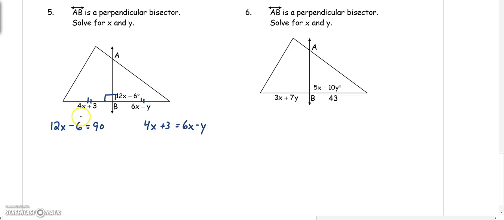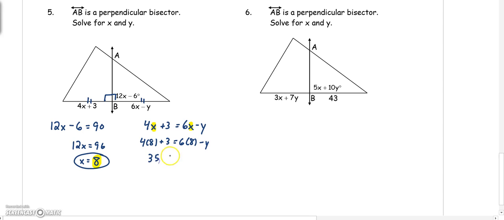Now, this equation with the 12x has one variable, so we're going to solve it first. We're going to add 6 to both sides, so 12x equals 96, and divide by 12, so x is equal to 8. Once I know x is 8, I can substitute 8 in for x in my other equation. So when I substitute 4 times 8 plus 3 equals 6 times 8 minus y.